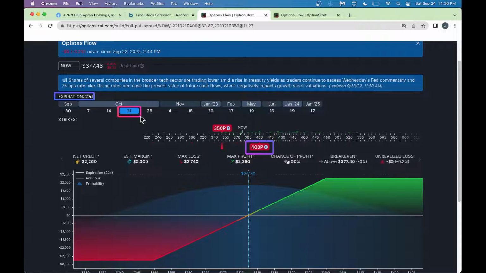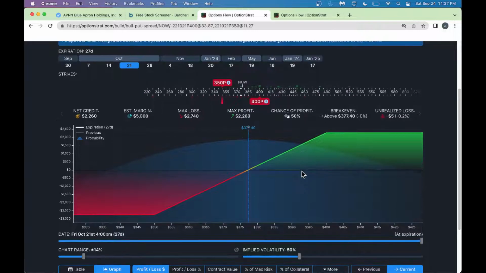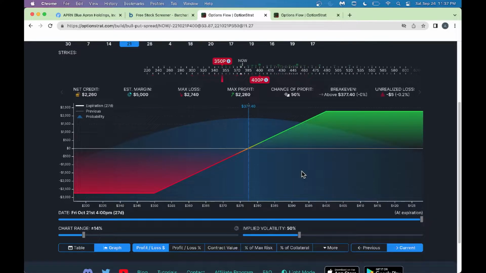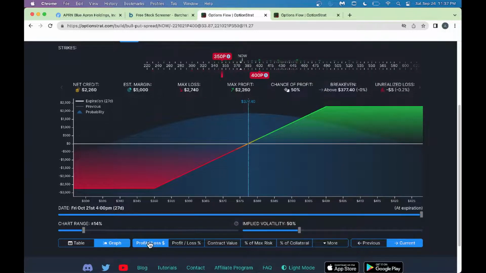So that's what's going on here. Folks are really placing a bet that ServiceNow is going to go higher. That's why they're selling the 400 put, which is actually in the money, and buying back the 350 put, which is a bullish play. And Optionstrat gives you a nice chart. If you want to look at the profit and loss, you could click on this, and you'll get the profit and loss graph.